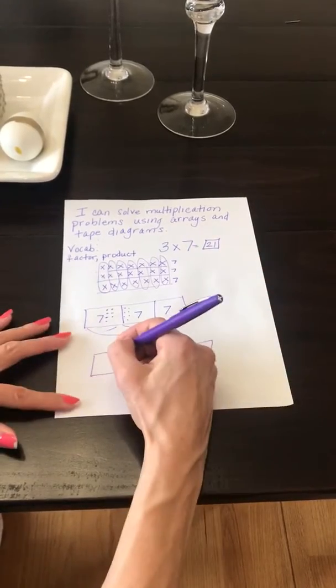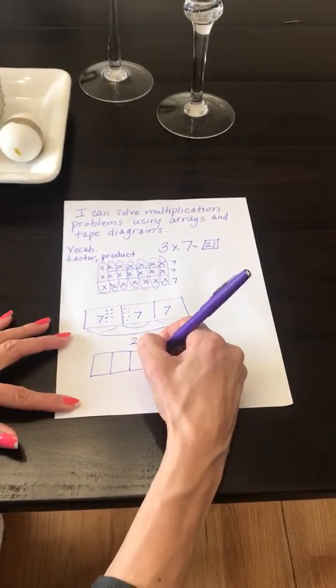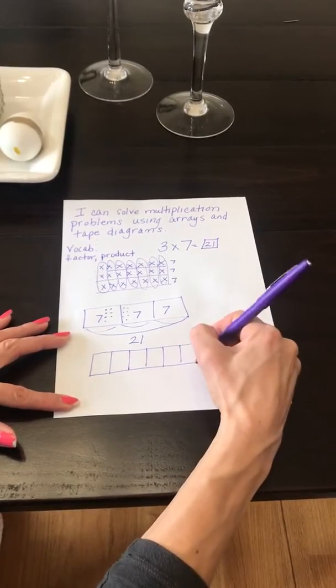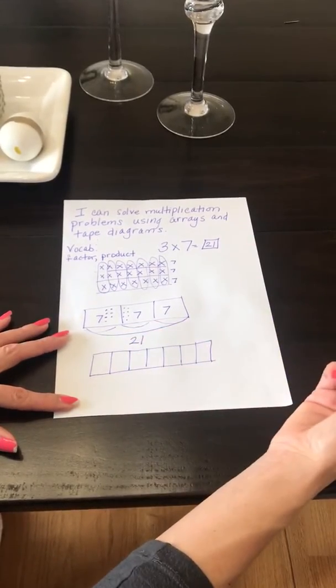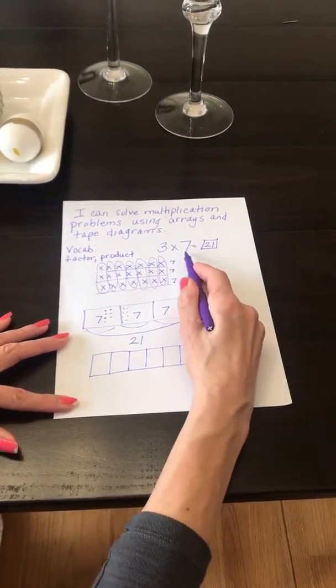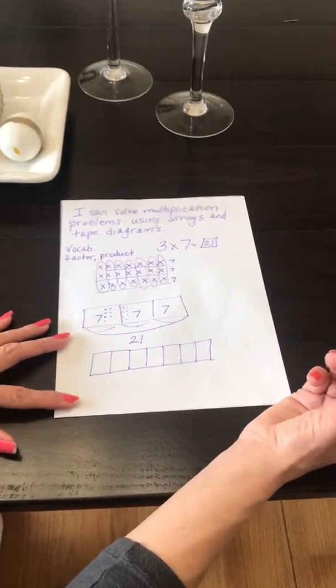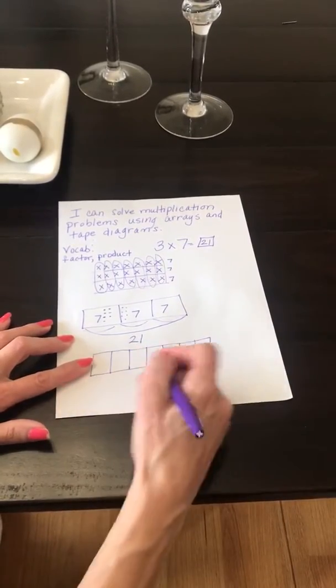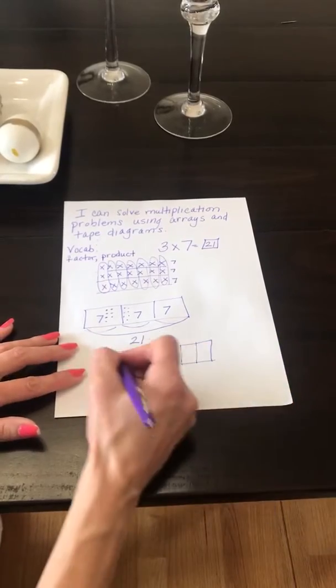Did you say 6? 1, 2, 3, 4, 5, and 6. If I draw 6 lines, I get 7 parts. And inside of each part, I'm going to put 3. Once again, I can use the number 3, or I could use 3 place value discs in each one.